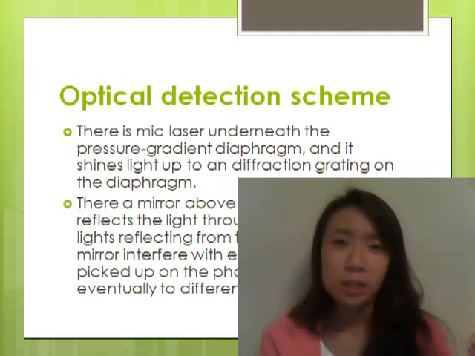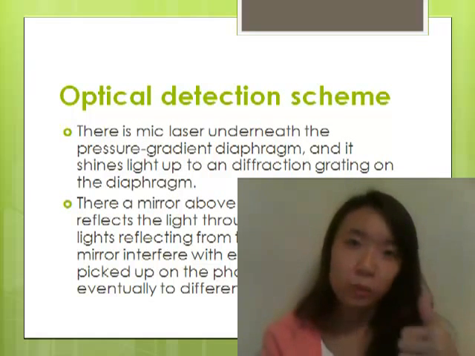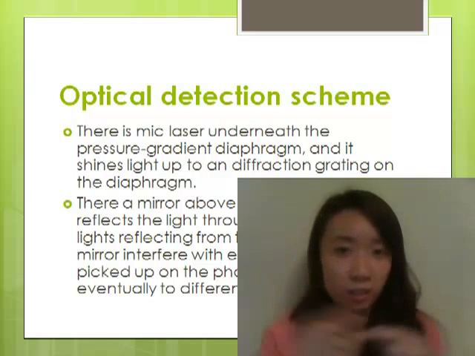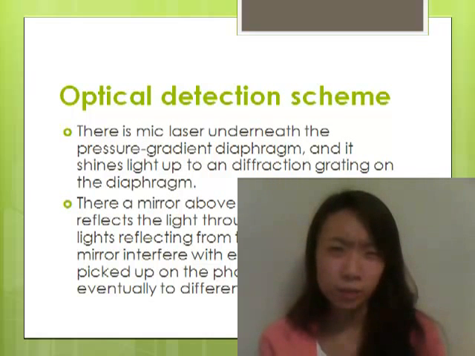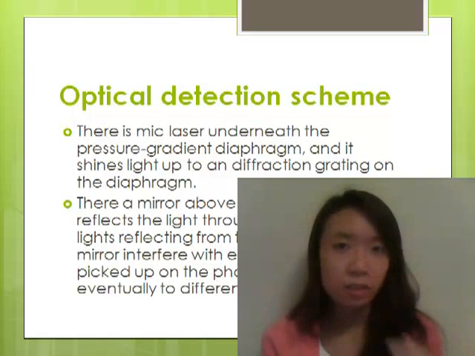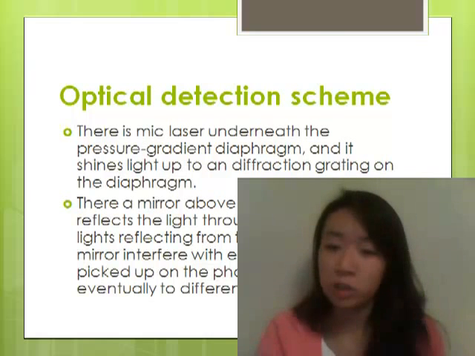So basically, there is a microphone laser underneath the pressure gradient diaphragm, and it shines light up to a diffraction grating on the diaphragm. There is also a mirror above the grating that reflects the light from the grating, and the light reflected by the mirror and the grating interfere with each other. This interference is picked up by photodetectors underneath the diaphragm, which eventually process the sound and differentiate the signals.